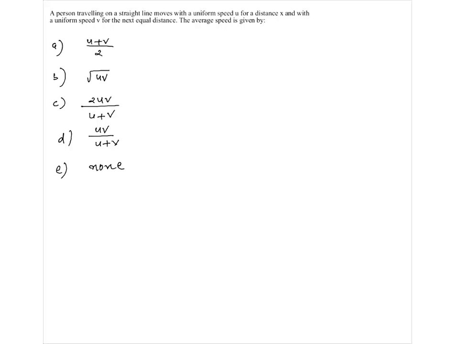Use the definition only. Don't make any assumption. Just use the definition. Detailed working is optional. That's your assignment question. We stop now.